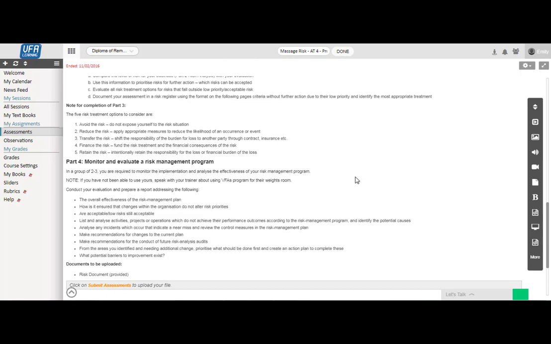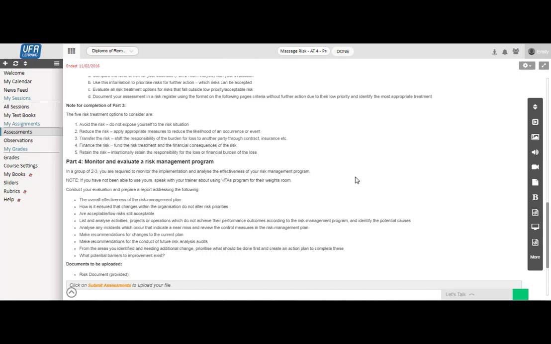List and analyse activities, projects, or operations which do not achieve their performance outcomes according to the risk management program and identify what the potential cause of that is. Analyse any incidences which occurred that indicate a near miss and review the control measures in a risk management plan. So if we've just had a near miss with something, is that something that's going to prompt somebody to look into that further? Make recommendations for change to the current plan. Make recommendations for the conduct of future risk analysis audits. So is this something we actually want to put in as something separate that gets done?